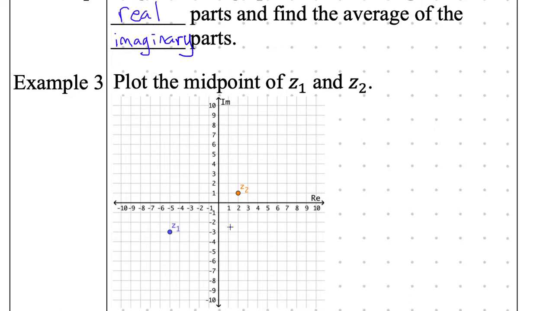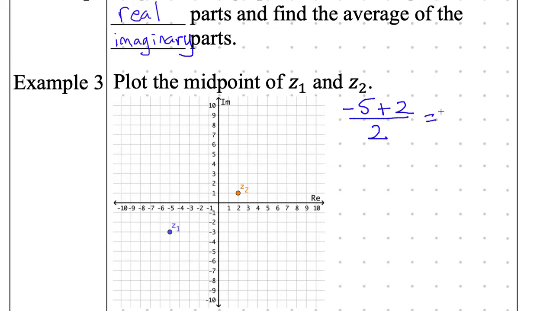Can anyone do that in their heads? Good guess, but no. Again, to find the average, I'll give you the formula here. I'm going to do -5 and add it to whatever the other one is, -5 plus 2, and then divide by however many numbers there were. There were 2 numbers, so divide by 2.